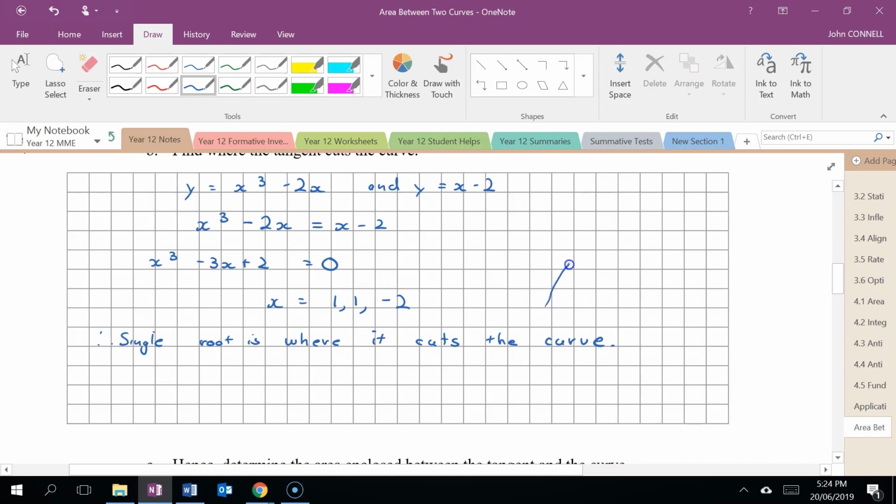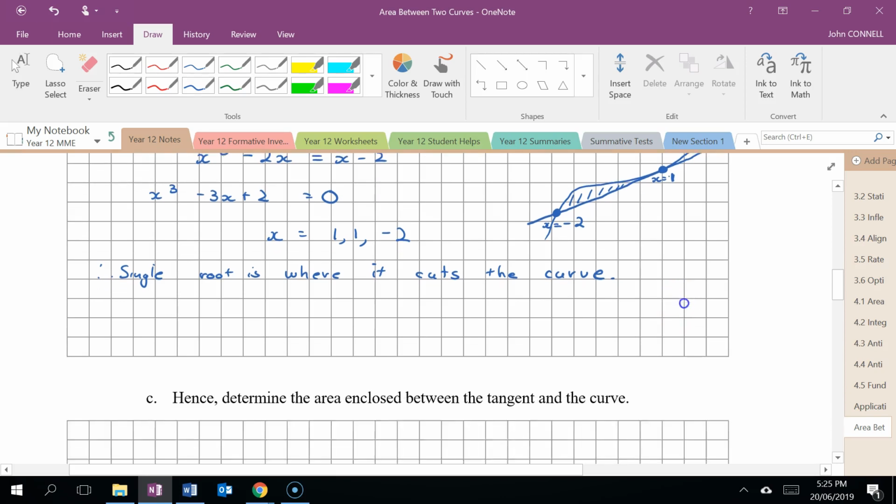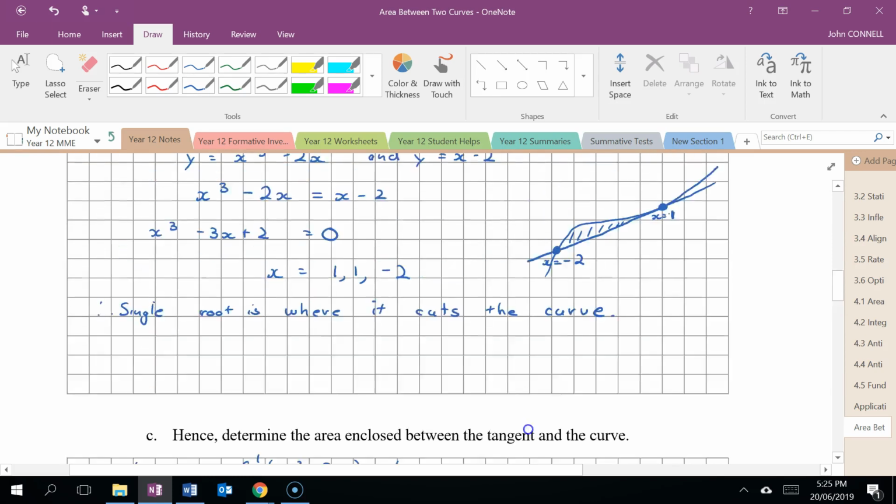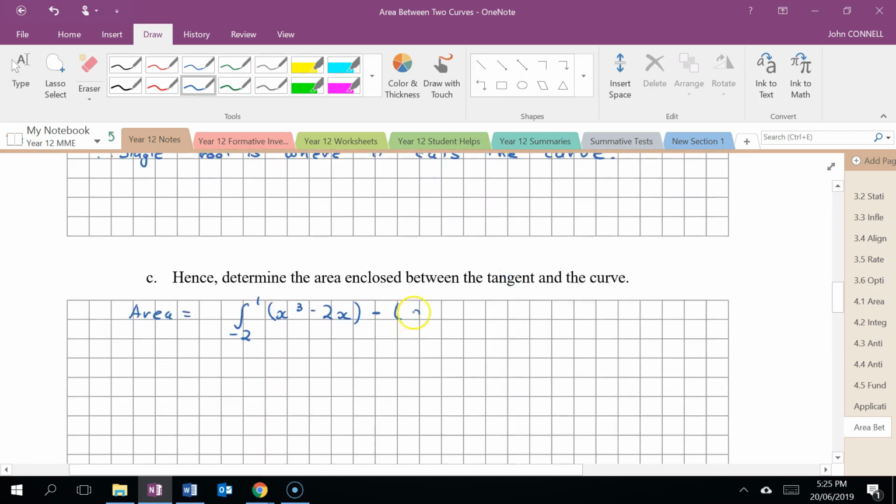So if I draw a picture of this, it looks something like that. 1's there, so that's where my tangent's formed. So if I draw my tangent, then it cuts again at minus 2. So that's x equals 1, and this is x equals minus 2. So we're looking for this area in here, and we can see that the cubic is the greater function. So the area is a higher function, so the area is going to be the integral from minus 2 up to 1 of x cubed take 2x, take away, and it's useful to use brackets here, so we get it right. So my other function is x take 2, so that's a tangent, and then I've got to integrate this.